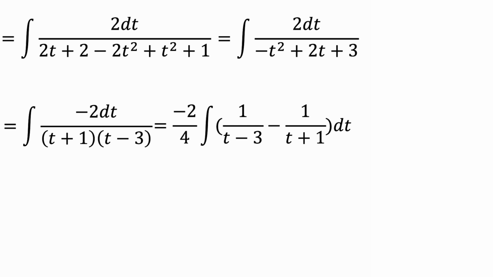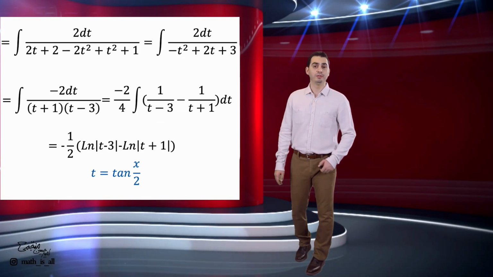What is remaining now? The difference between two fractions whose denominator is a first-degree polynomial. I recall mentioning in our previous discussions that for any fraction where the denominator is a first-degree polynomial, its integral will always result in a natural logarithm. Therefore, the integral of dt divided by t minus 3 becomes the natural logarithm of t minus 3, and the integral of dt divided by t plus 1 becomes the natural logarithm of t plus 1. Alright, this section is now complete.